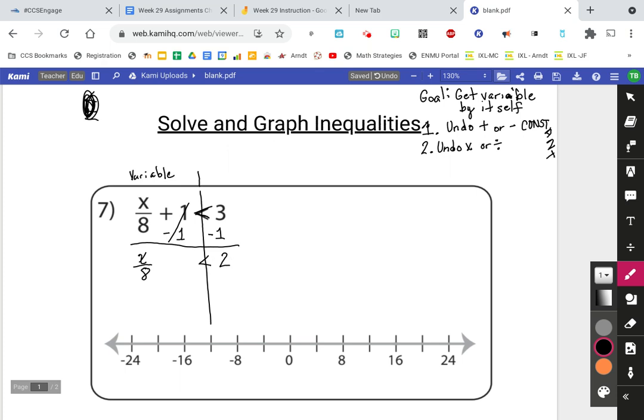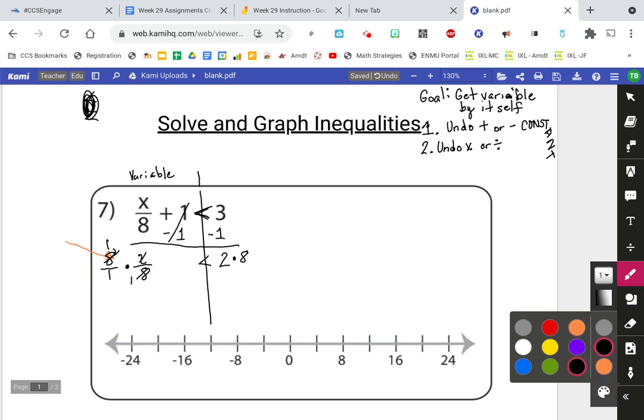But again, we have to get the variable by itself. Right now, the variable is over here, and that variable is being divided by 8. So we undo division with multiplication. I'm going to multiply this side by 8, but what I do to one side, I must do to the other. So 8 divided by 8 simplifies to 1, leaving us with 1x. Don't forget your inequality symbol. And 2 times 8 is 16. So we have x is less than 16.